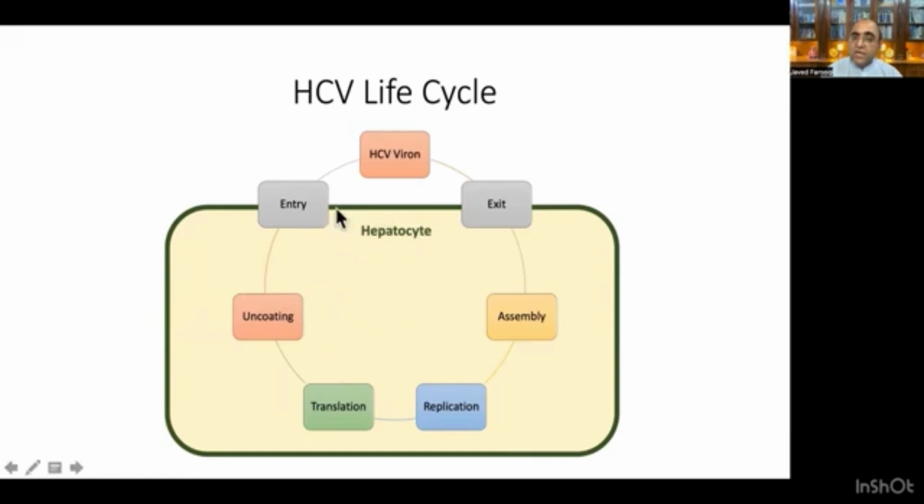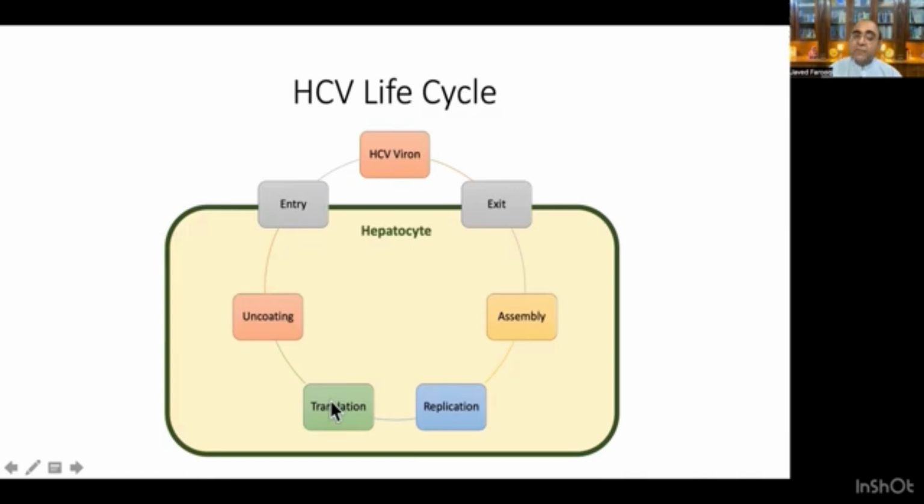So this is the hepatocyte and this is the HCV virion. When the HCV virion enters into the hepatocyte, with the help of these glycoproteins, I'm not discussing the mechanisms of its entry, but when it enters the cytoplasm of the hepatocyte, the first step is that it uncoats itself. The genome comes out from the nucleocapsid. So the first step is that of uncoating, and the HCV viral genome comes out, and then it translates.